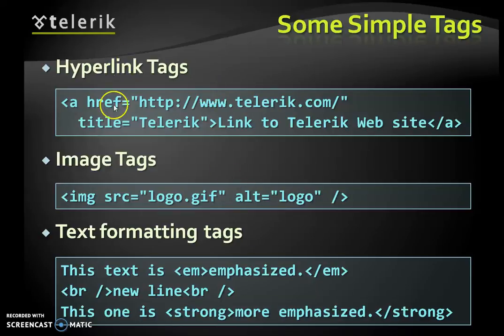Hyperlink tags. Hyperlink tags are sometimes called anchor tags. This is used to create a link in the web page. This is the syntax of hyperlink tags. Anchor tags: href is used to pass the path of any web page or website, and we can provide a title here, and this is the content that will be shown in the web page. And next, the image tag. The image tag is used to import an image into the web page. Text formatting tags: this is the emphasize tag, and the new line tag, which is called the BR or break tag.